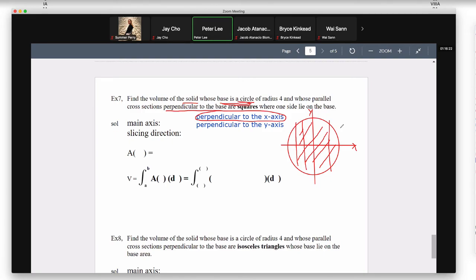Okay, are squares. So if you cut it this way at x, let's say we cut at x here, then we get this segment right here. Now the slicing main axis is the x-axis. The slicing direction is dx. So now if you cut here, then what is the cross section? The cross sections are squares. So it looks like we get a square.